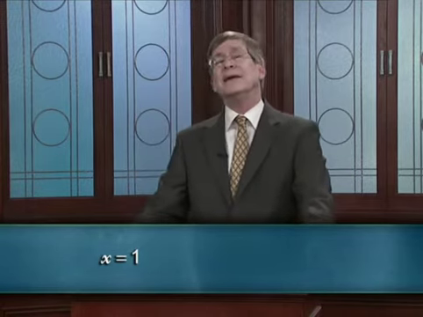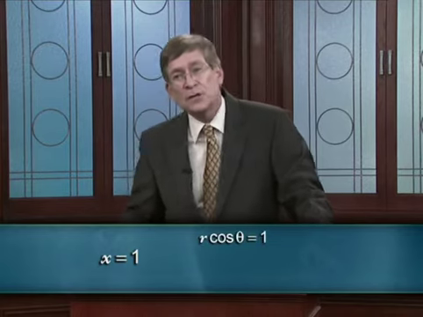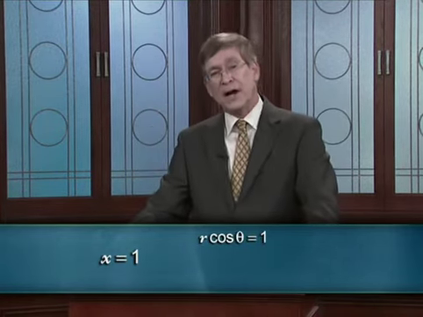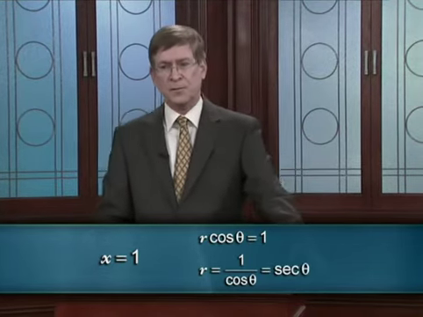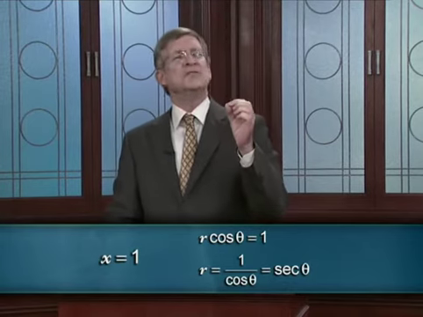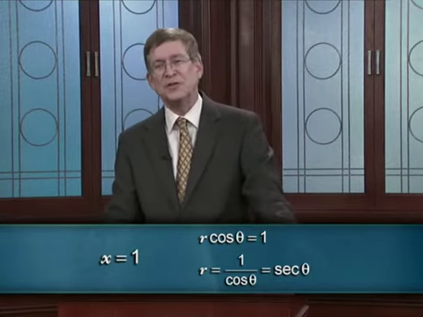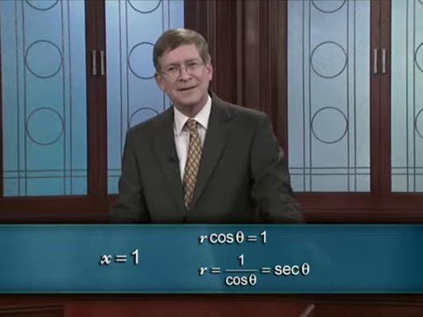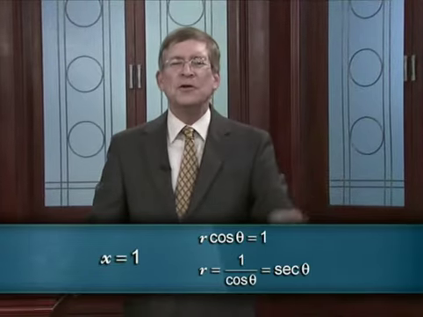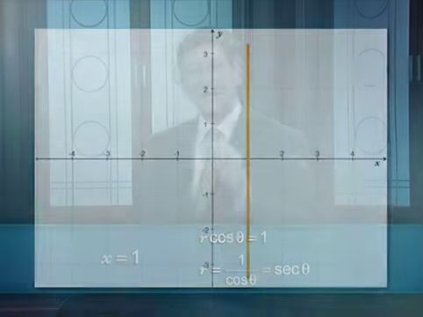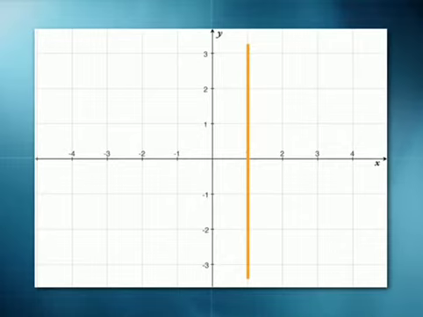Let's convert that to polar coordinates. All right, well, what's x? x is r cosine theta. So r cosine theta is 1. Divide by cosine. r is 1 over cosine, which also goes by the name secant. So the function r equals secant theta describes a vertical line. Isn't that cool? As theta varies, you go up and down that vertical line, x equals 1. Here's a picture of that line. It's a vertical line, and we've described it both in Cartesian coordinates and in polar coordinates.